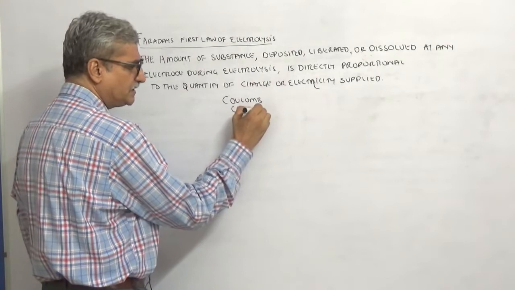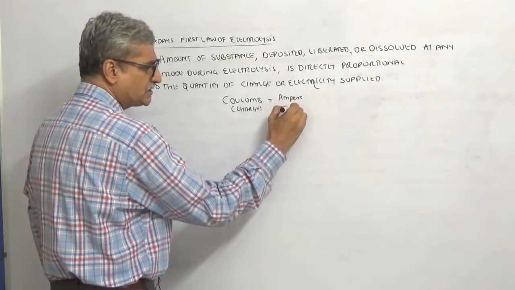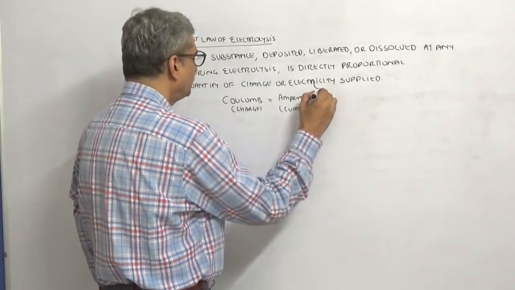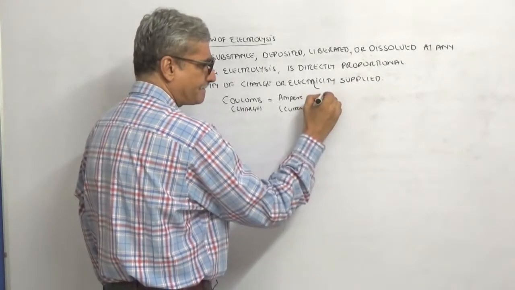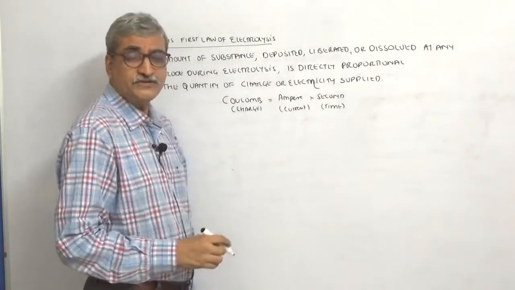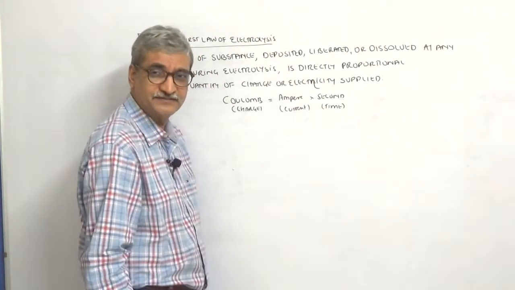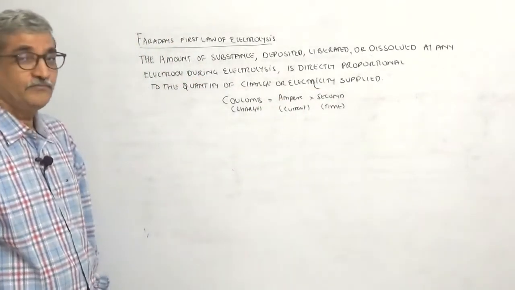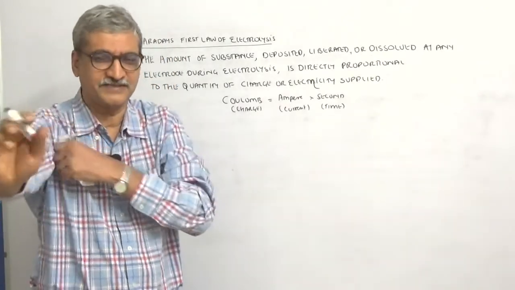Coulomb is the quantity of charge, and that coulomb is ampere, the unit of current, into time in seconds, which means time. So if you say in the definition that it is proportional only to the quantity of current, you're in trouble because you're forgetting the time factor. So either you say it is quantity of charge or electricity, then the statement is correct. The moment you write current, that's what we teachers are waiting for, to give you a zero mark in that definition.